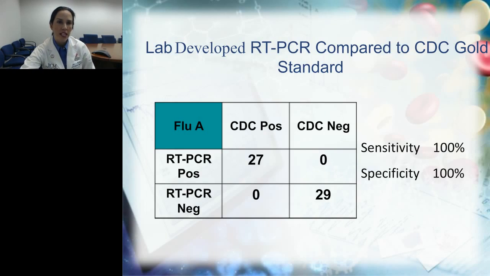And what you see here is that we have our assay here. This is our homebrew RT-PCR, positive and negative, and the CDC assay, positive and negative. And so we have complete agreement here and 100% specificity and sensitivity. This was early in the validation, so you'll note that we weren't quite to the 50 positives yet, but it's just a snapshot in time.